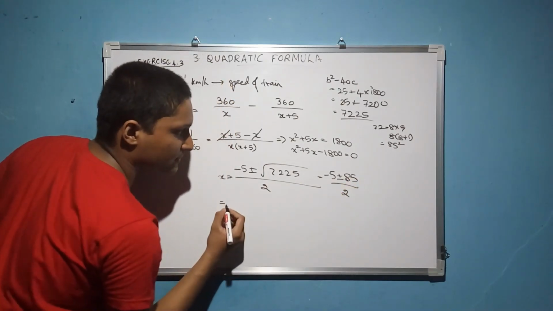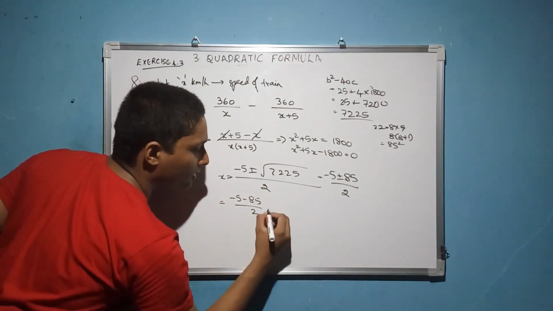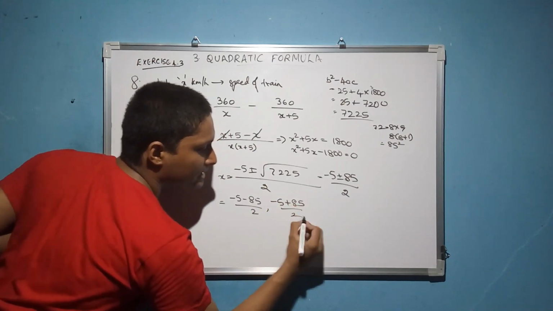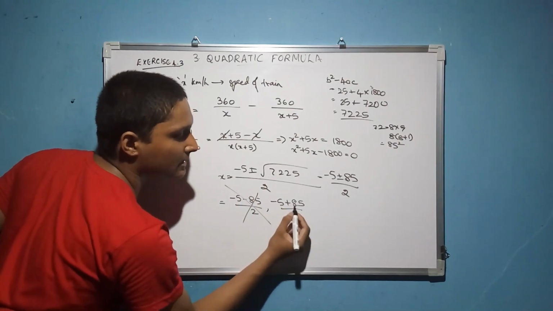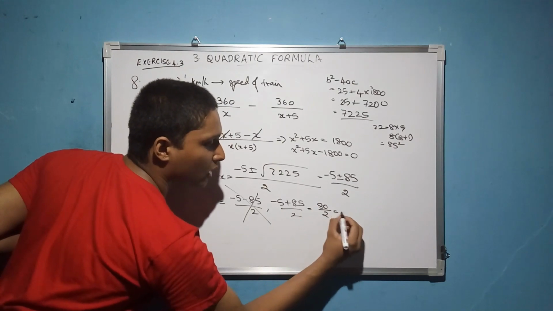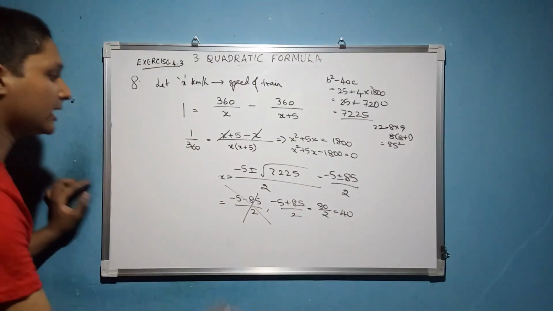Okay, now I'll take the first place, that is minus 5 minus 85 divided by 2, comma, and minus 5 plus 85 divided by 2. Since this is going to be negative, I'll cancel this off, and I have only minus 5 plus 85, that is going to be 80 divided by 2, or 40 km per hour. Okay, it is going to be 40 km per hour.